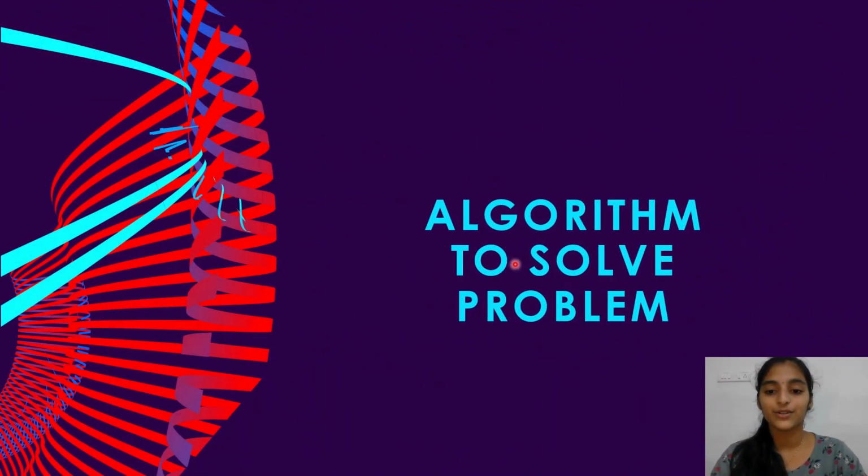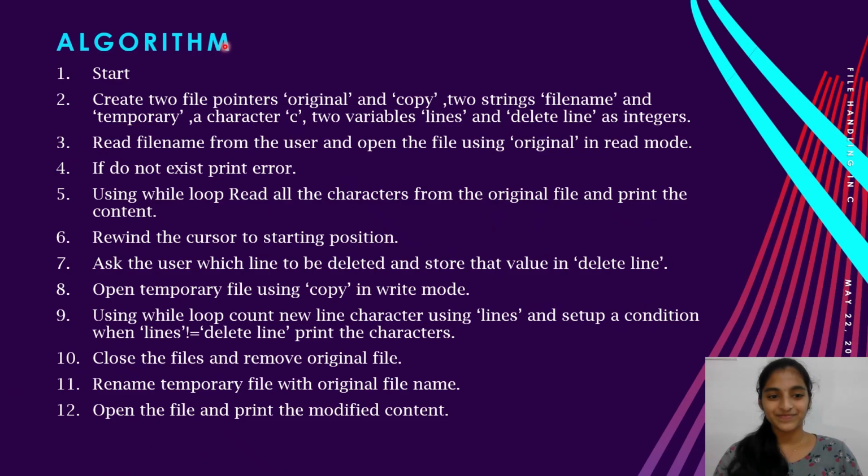Now, let's get into our algorithm to solve this problem. First, we start our program and then we create two file pointers, original and copy, two strings, file name and temporary, a character c, and two integer variables, lines and delete line. Then we read the file name from the user and open the file using the original pointer in read mode. We use the original file pointer to access the file name given by the user.